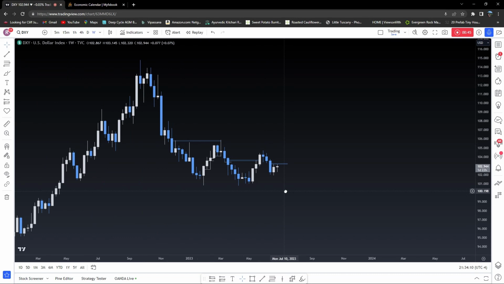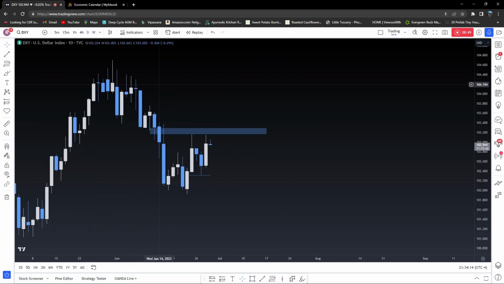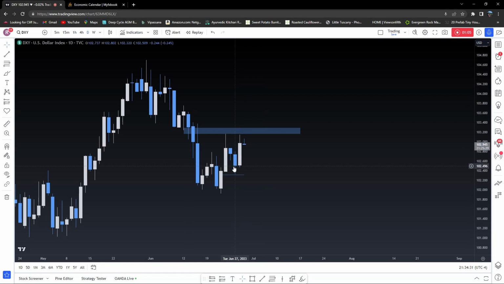On the daily, I was bullish on the dollar, so that means currencies would be bearish. So I was bearish on the EU. That's the main pair I trade. We reacted off this order block right here, and then we started driving up.